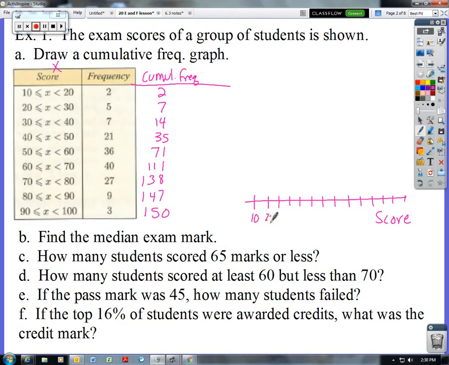I could start at 10. And over on the left is going to be the cumulative frequency. That goes up to 150. So I'm going to count by tens, I guess. That's what I did here in my notes. Okay, 150 is way up there.